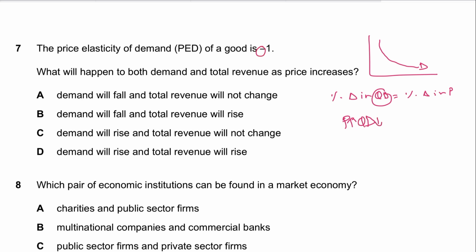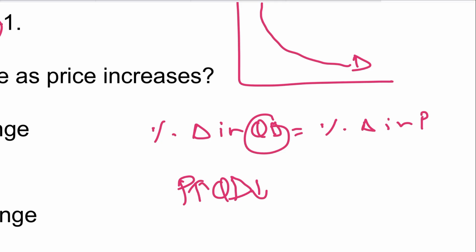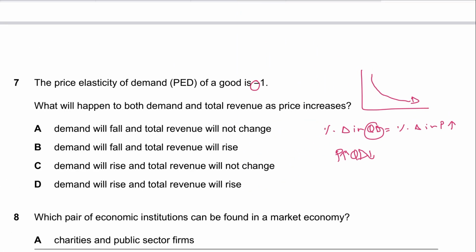So demand will fall, but total revenue will not change, since the feature of when PED is -1, or when PED is simply unitary elastic, is that total expenditure for the consumers and total revenue for the firms do not change. The simple reason is that the percentage change in price is met by an exact percentage fall in quantity demanded. If price is going up by 10%, quantity demanded falls by 10%. So there's a proportionate change in quantity demanded, and as a result, there's no change in total revenue or total expenditure for the consumers. So option A should be the correct answer.